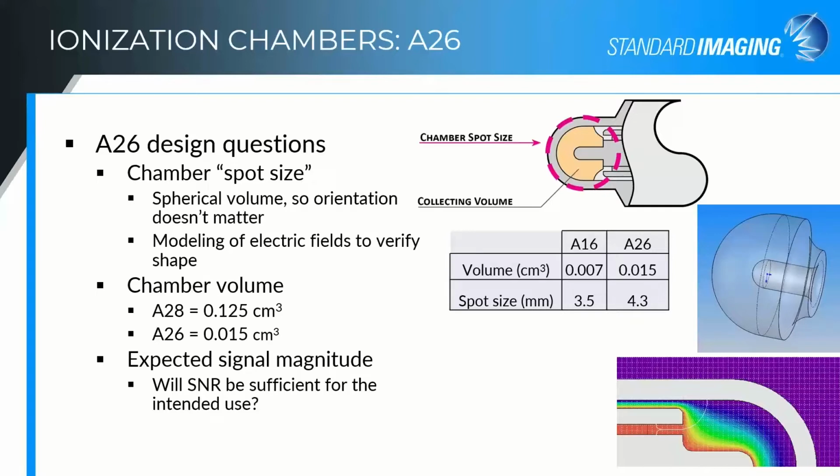The chamber volume for the A26 is an order of magnitude lower than our scanning chamber, the A28, so a nice small volume there. But if you compare, the A16 is our smallest chamber. It is twice as large in terms of volume as the A26, but in terms of spot size, you're less than a millimeter larger on the actual physical dimensions of the chamber. So you get a good signal, a little stronger than the A16, without compromising very much at all on your spot size.